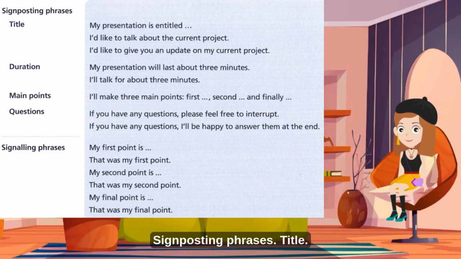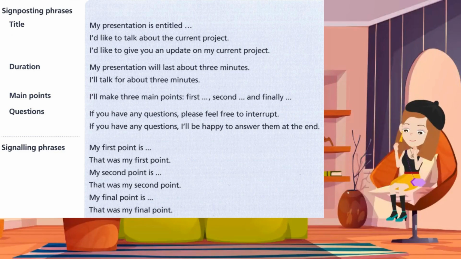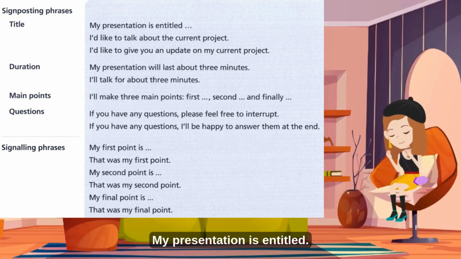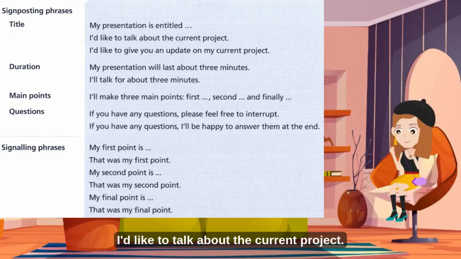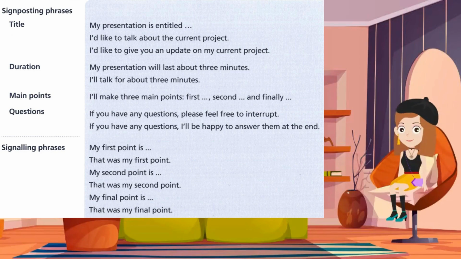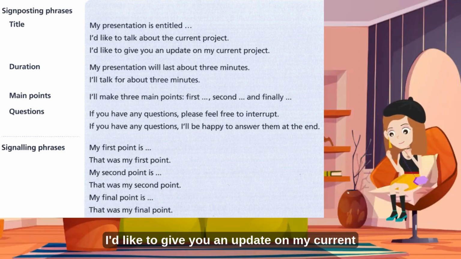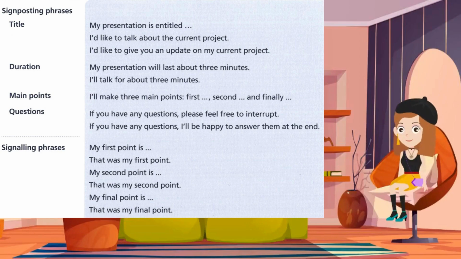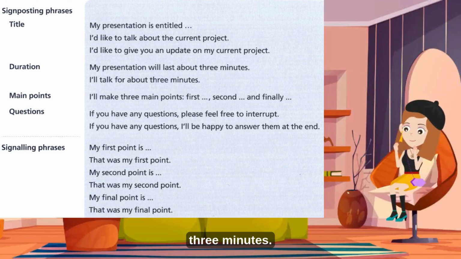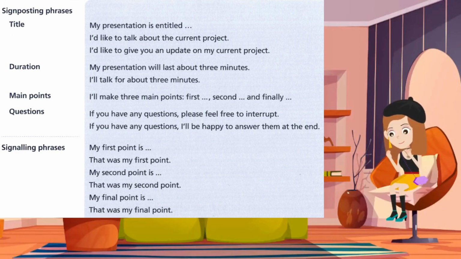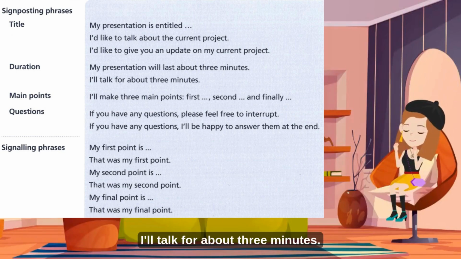Signposting phrases. Title. My presentation is entitled, I'd like to talk about the current project. I'd like to give you an update on my current project. Duration. My presentation will last about 3 minutes. I'll talk for about 3 minutes.